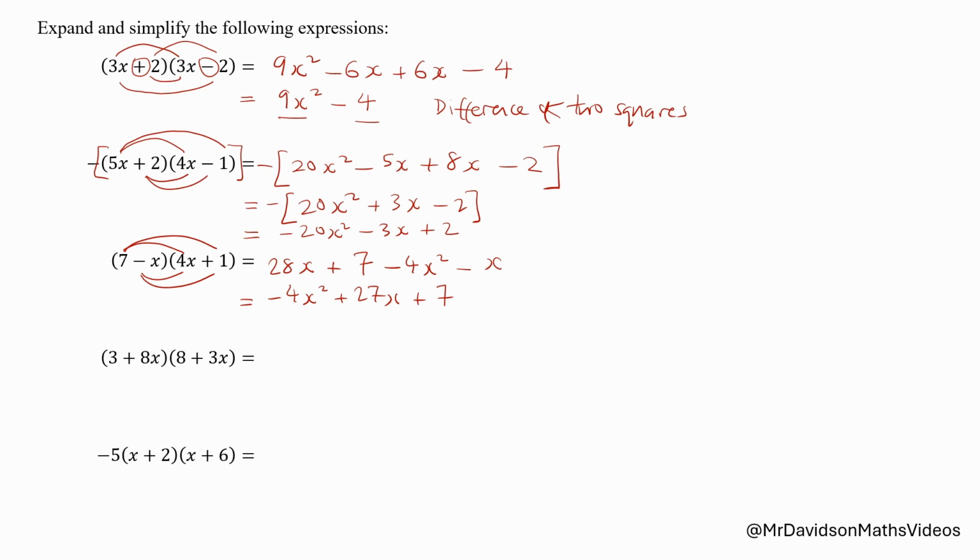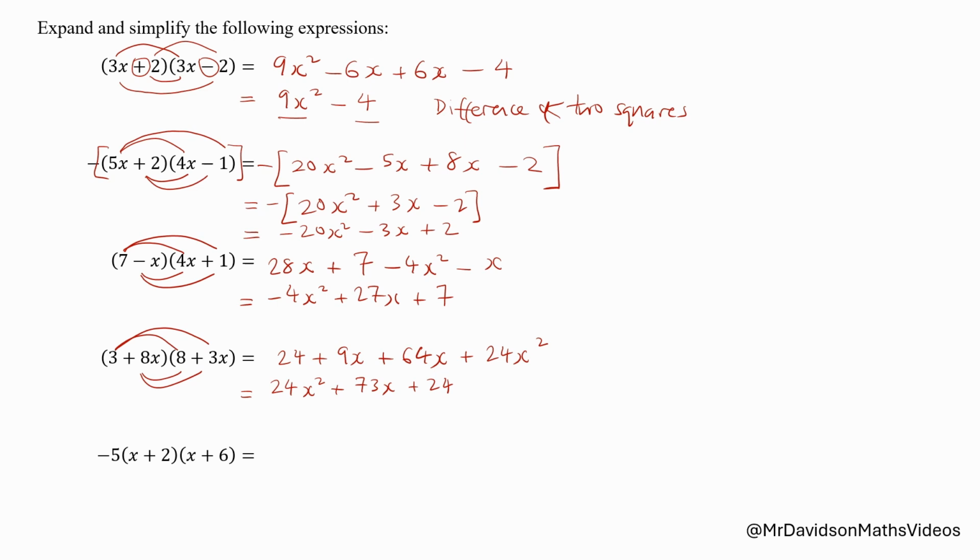Okay, so next one. 3 times 8 is 24. 3 times 3x is plus 9x. 8x times 8 is plus 64x. And 8x times 3x is plus 24x squared. Rearranging, 24x squared, 9x plus 64x is 73x, plus 24.